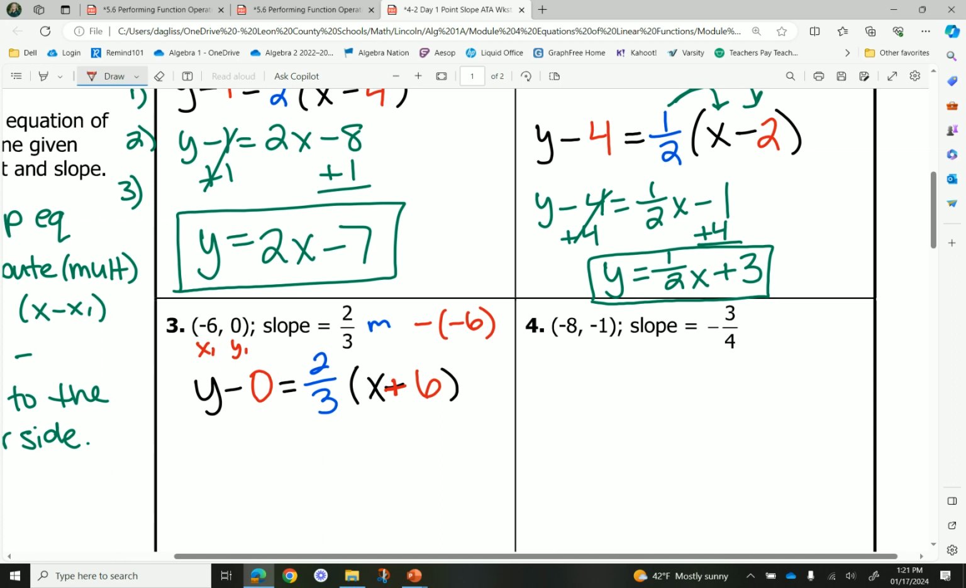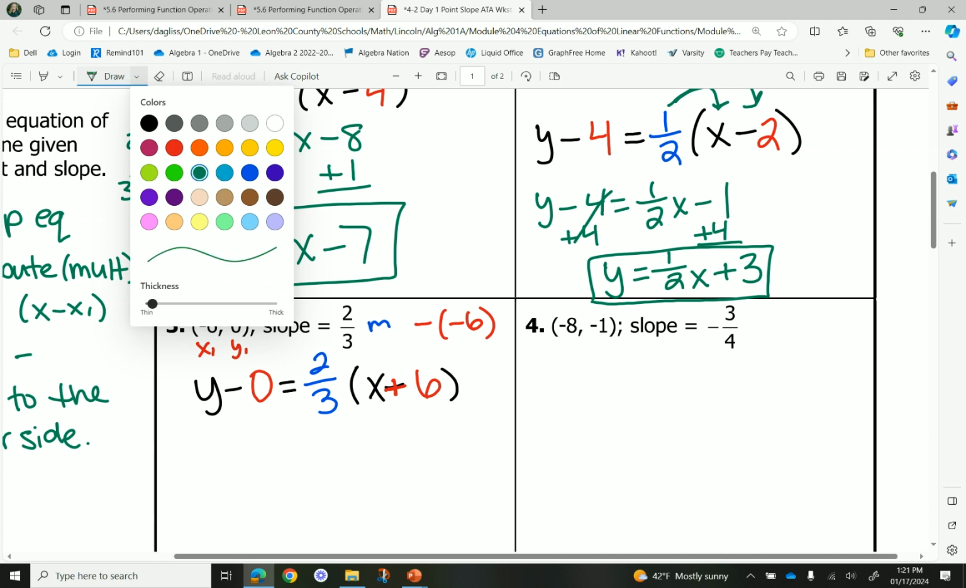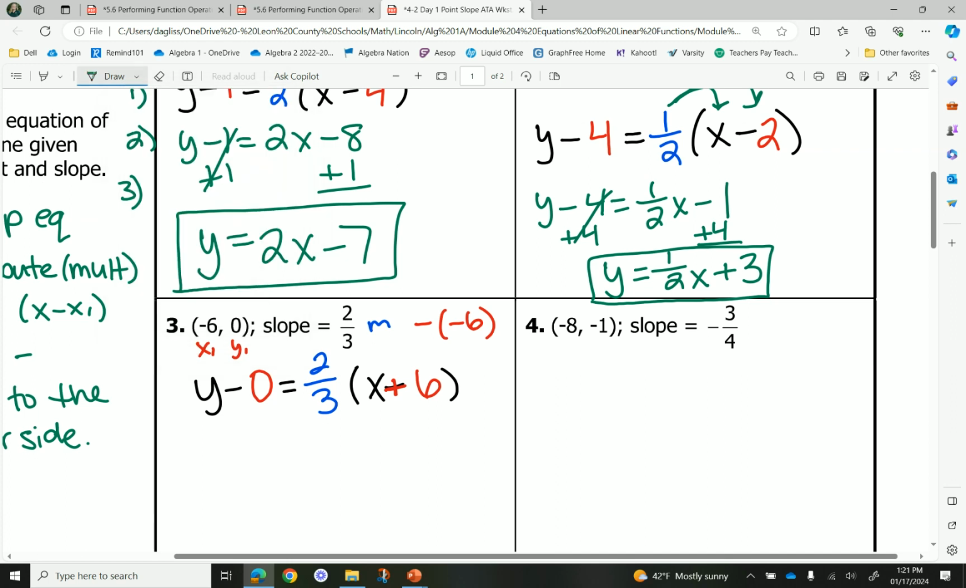All right. Step 1 was set it up. I did that. What is step 2? Distribute m to x. So what is that? 2 over 3 times x and then times 6. So y minus 0 is 2/3 x. And what's 2/3 times 6? What's 2 times 6? 12 over 3. There you go. 2 times 6 is 12. 12 divided by 3 is 4.